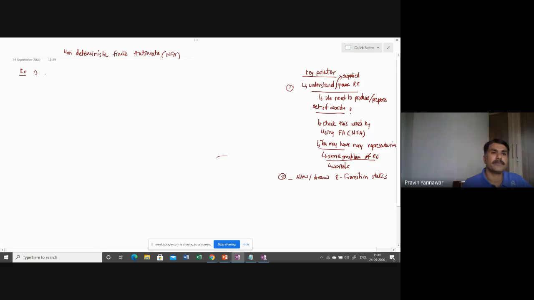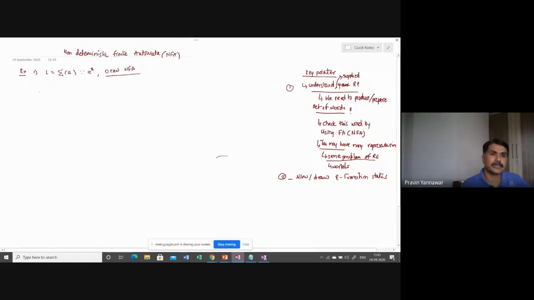A simple example: say you have a language L, defined over the input alphabet A only, such that you have a regular expression A star. You are asked to draw an NFA, a non-deterministic finite automata, for this. Already we have seen the basis of how it works and the important points, so let us go with these key pointers.